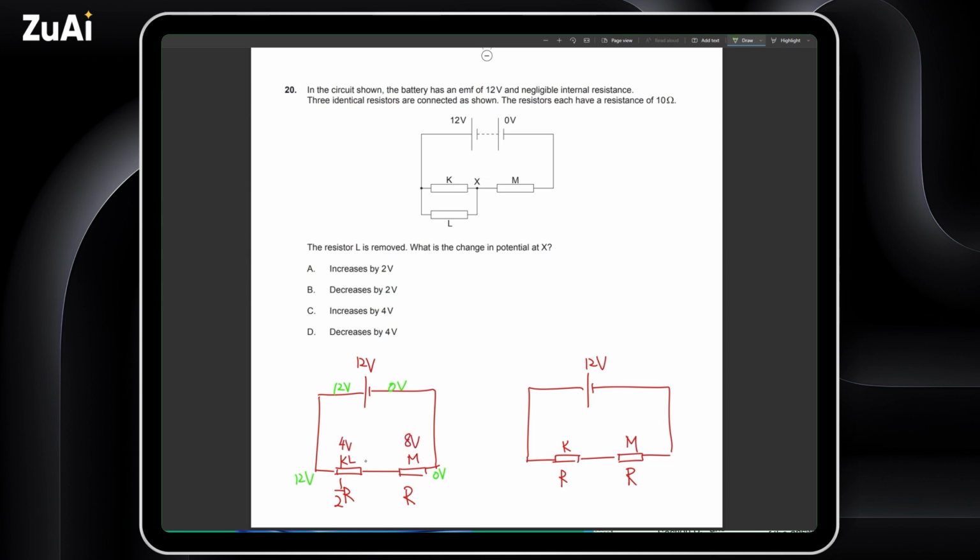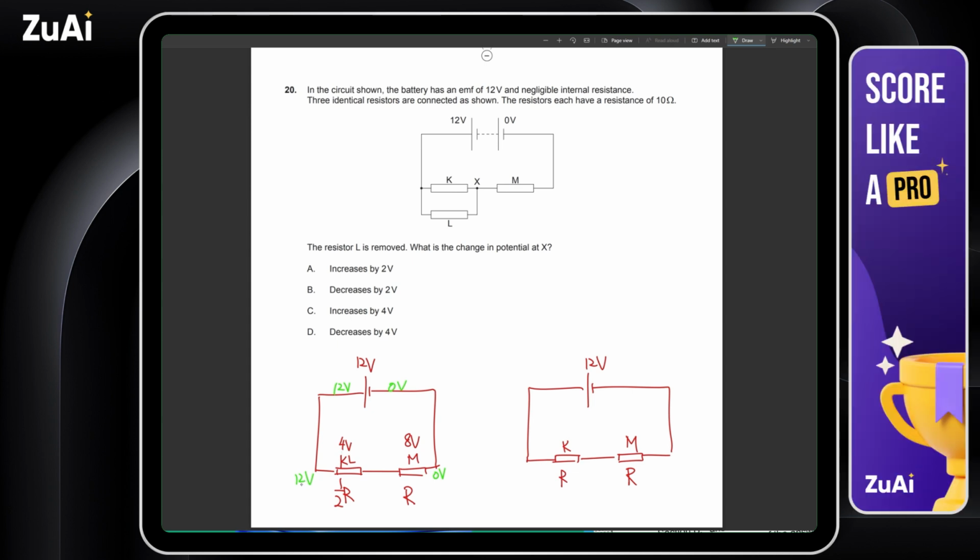4 volts of potential difference means it's dropped by 4 from 12 volts on the left, leaving it at 8 volts. And it will drop by 8 down to 0 volts and then go back to the cell. Green are the potential. Red numbers are the potential difference.